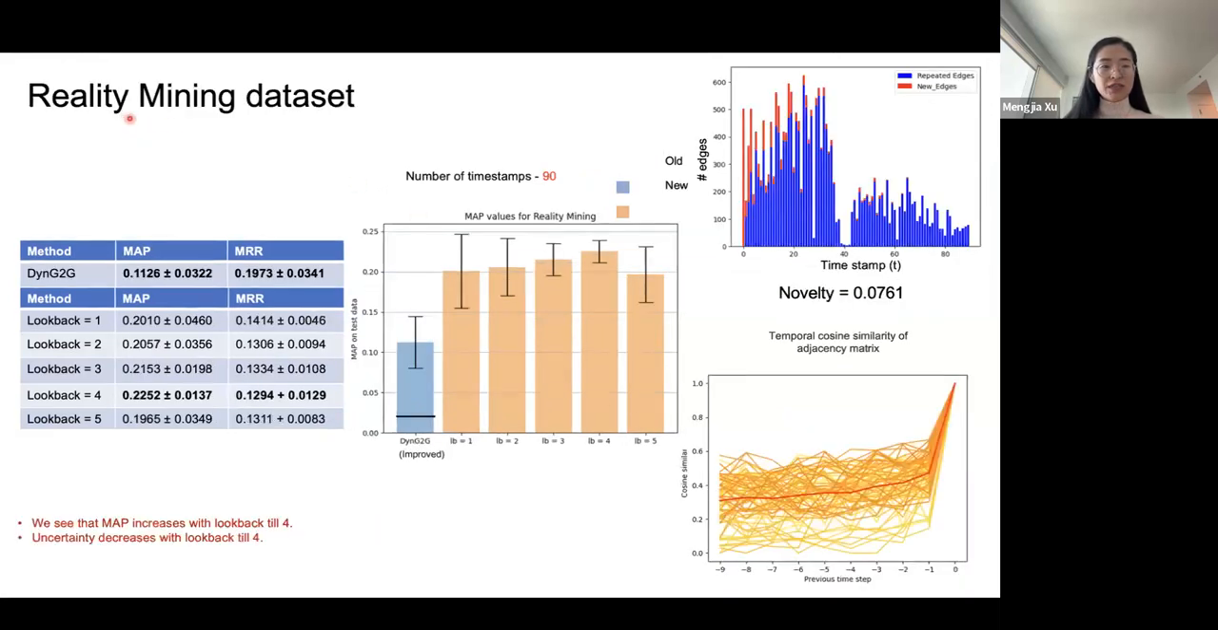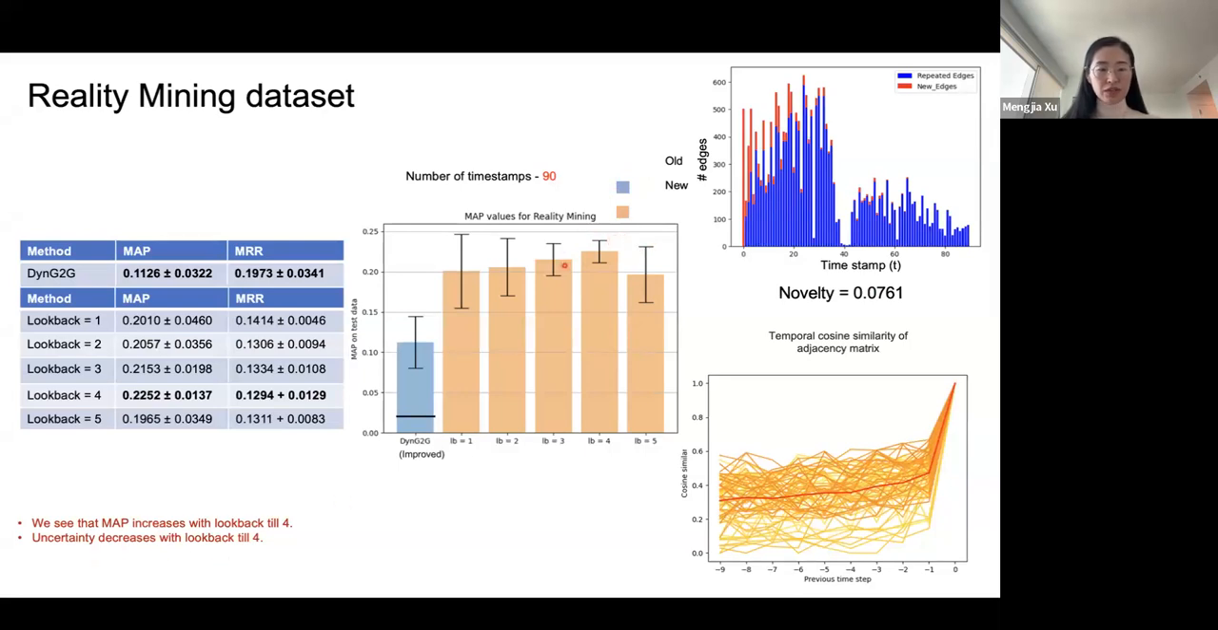However, for the reality mining dataset, we can see this is a T-plot, and the novelty is 0.0761. This plot shows the cosine similarity with the previous 10 time steps. We see the MAP increases with the look back up to 4, the look back of the previous 4 time steps. We can see the improvement, and this gets the highest MAP performance for temporal link prediction.